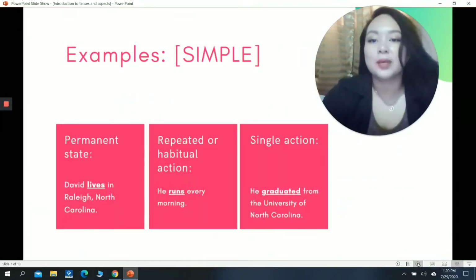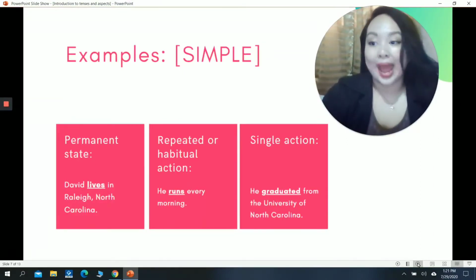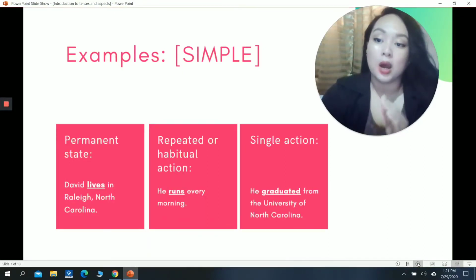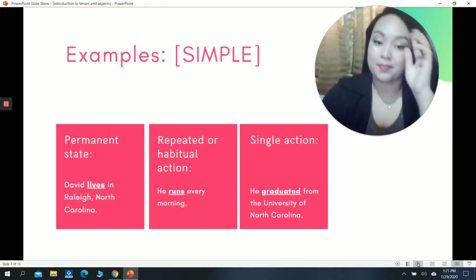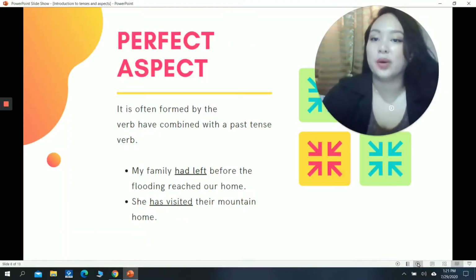Let's have some examples. So for a permanent state, for example, David lives in Raleigh, North Carolina. Repeated or habitual action, he runs every morning. Single action, it's a single time point reference in our time continuum in the past. So I'm going to use past here. He graduated from the University of North Carolina. There you go. So let's move on with the perfect aspect.